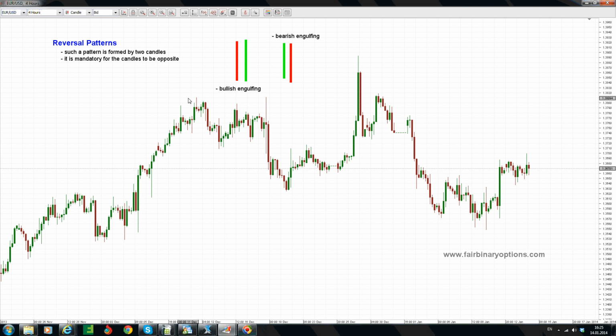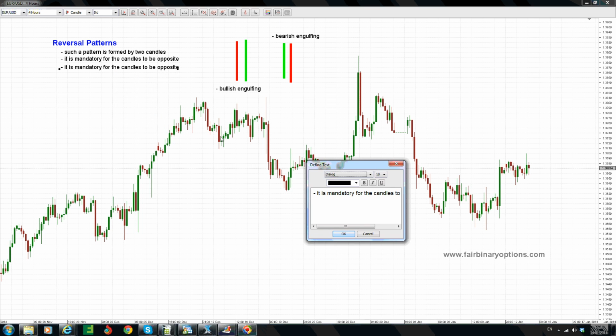The higher the time frame, the stronger the pattern. So another important thing to consider is that such a pattern on the 5-minute chart means something, while such a pattern on the 1-hour chart, 4-hour chart or the daily chart means a totally different thing. So the higher the time frame, the stronger the pattern is. And again, this is a reversal pattern.